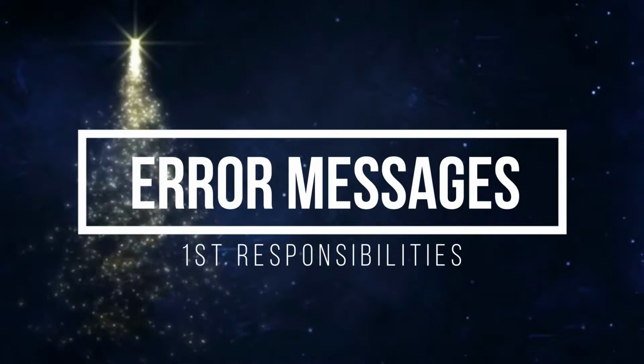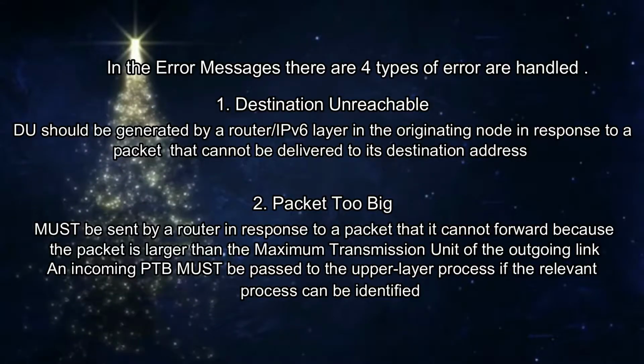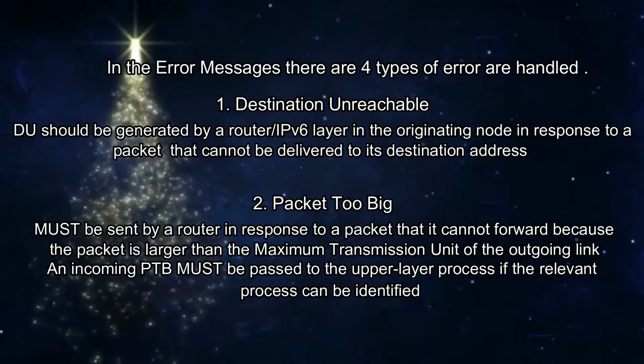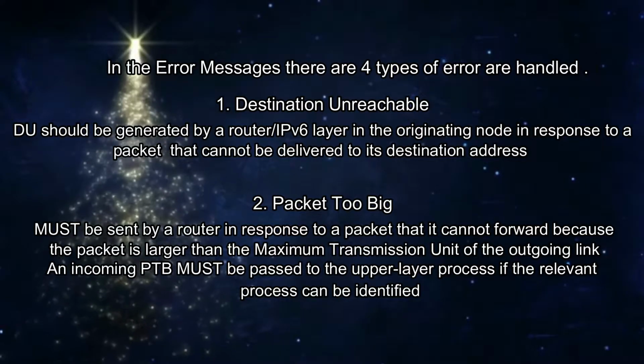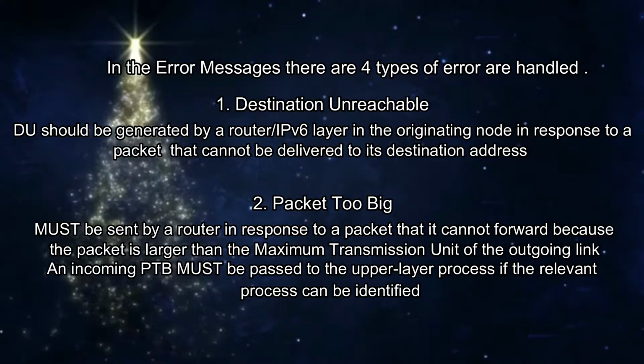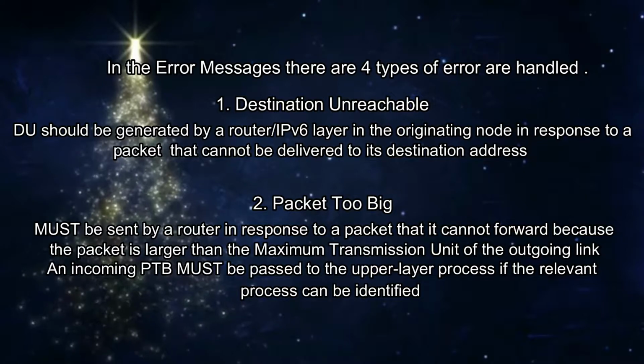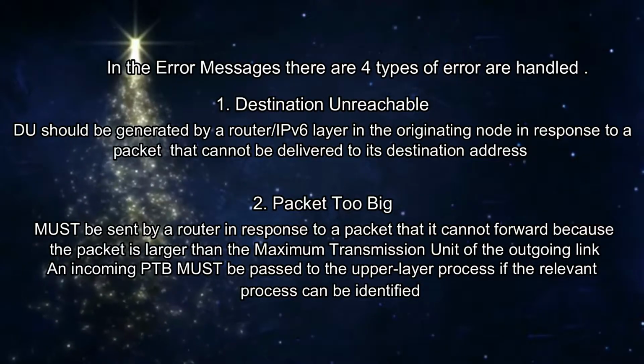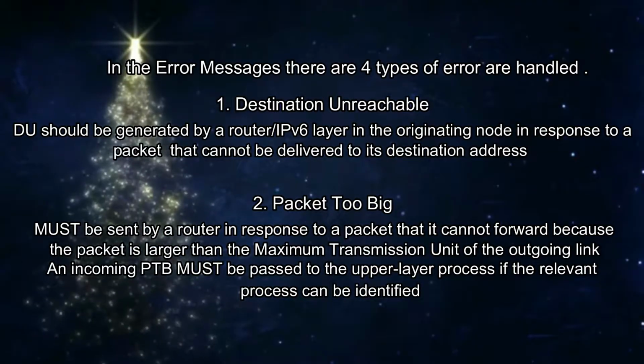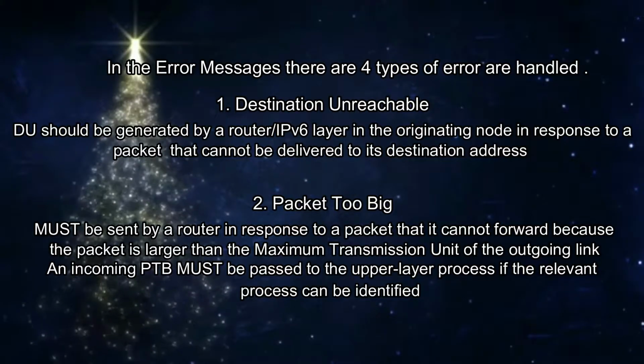The first one is error message. It handles 4 types of error. The first one is destination unreachable. It should be generated by a router or the IPv6 layer in the originating node in response to a packet that cannot be delivered to its destination address.